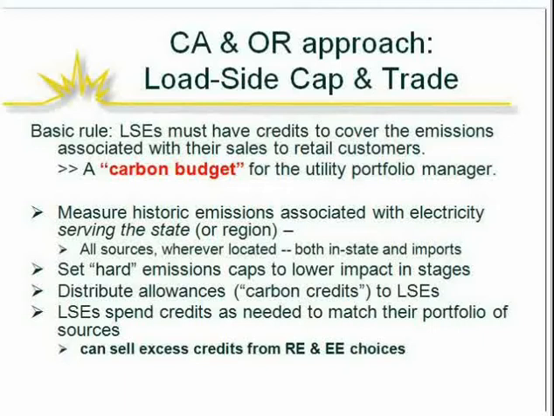If, on the other hand, they have not managed so well and they've gone into the market and bought high-emitting power, then they're going to have to buy allowances or offsets in the usual fashion, and they're going to have to pay for that. So it does deliver a price signal with respect to the cost of carbon on a per-ton basis to the portfolio manager of the load-serving entity. Next slide.